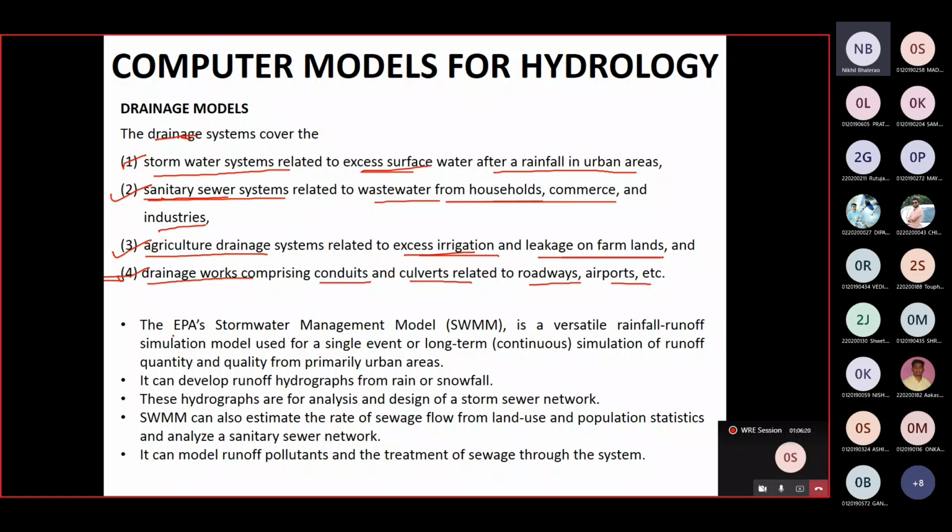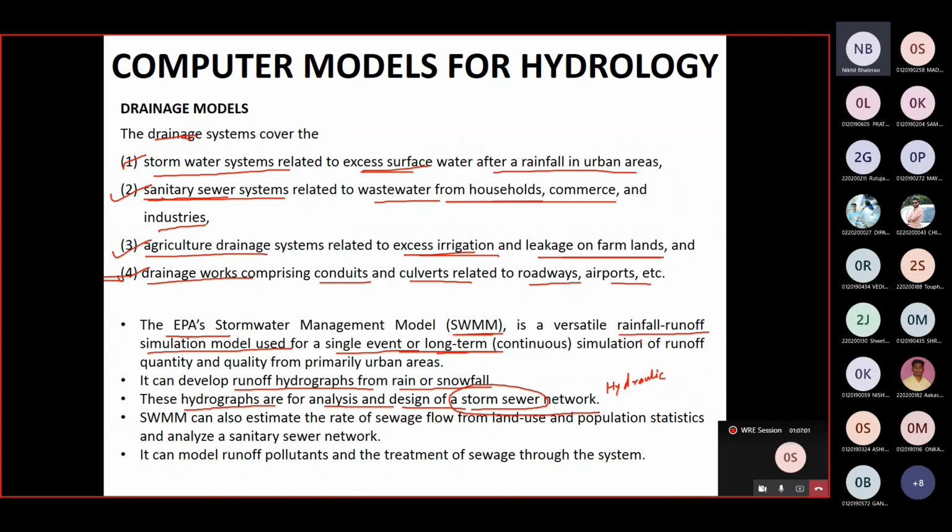The Environmental Protection Agency EPA Stormwater Management Model, SWMM, is a versatile rainfall-runoff simulation model used for single events or long-term events, that is, continuous simulation models. It can develop the runoff hydrograph from rain or snowfall. These hydrographs developed by SWMM are used for the analysis and design of the storm sewer network. If you remember, I told you SWMM is most commonly used for hydraulic parameters.